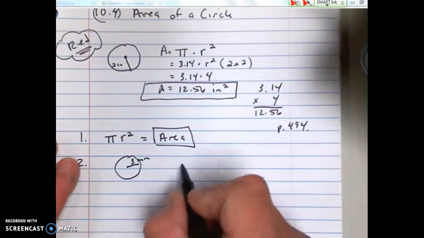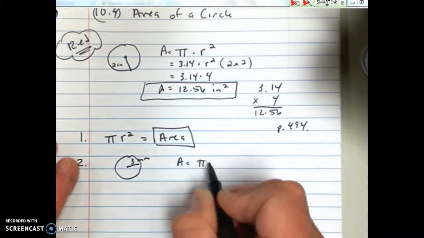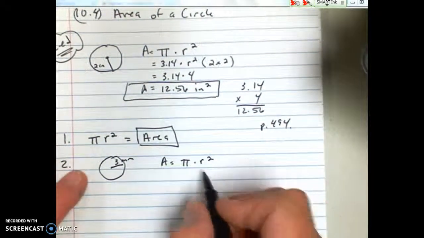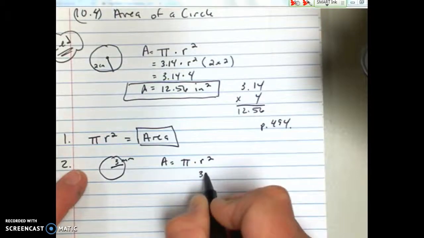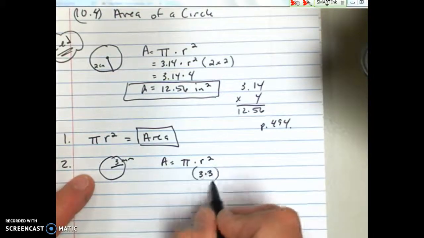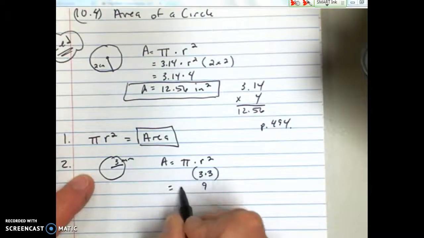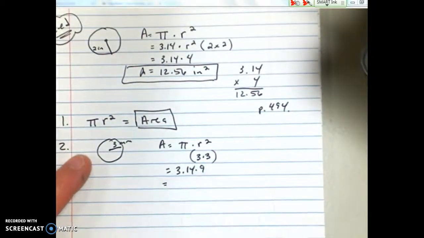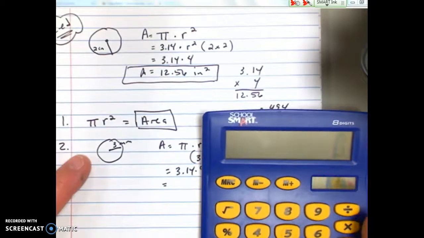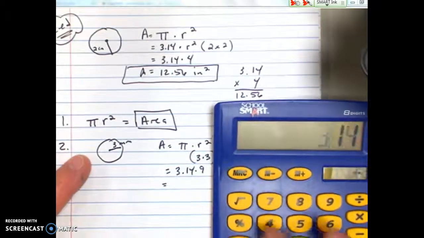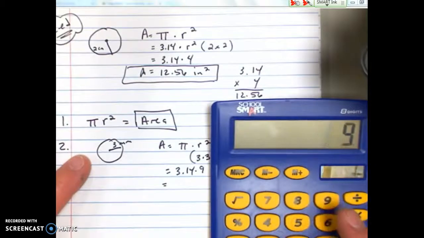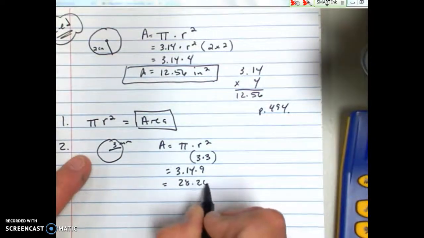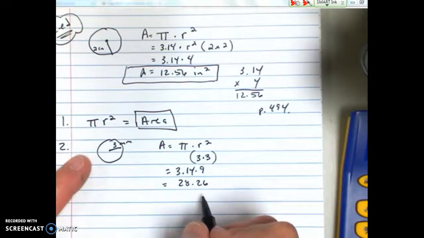And then our formula is area is equal to pi, write that down each time, times radius squared. And since we know that radius squared is 3 times 3, there's our radius, we know that 3 times 3 is 9. So we're going to have pi times 9. Now from there you can take your calculator and calculate that out. So 3.14 times 9 is equal to 28.26, and we want to round that to the nearest tenth.